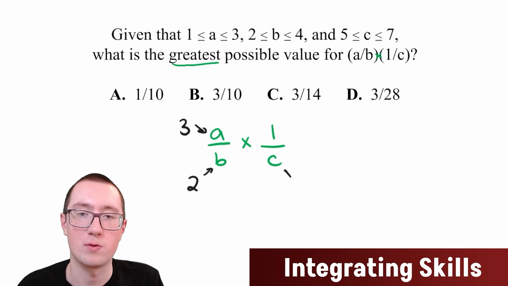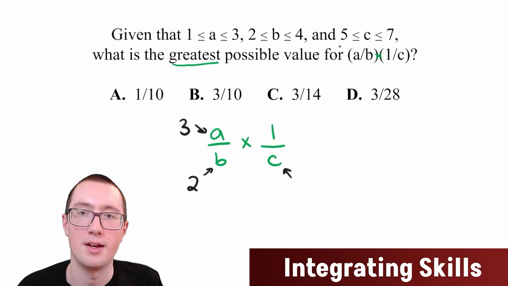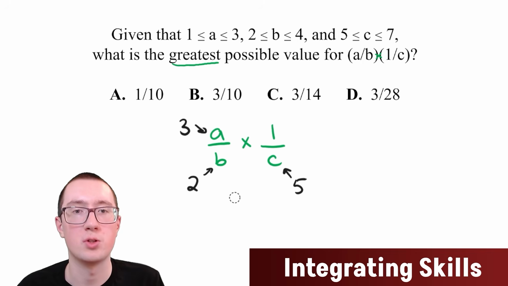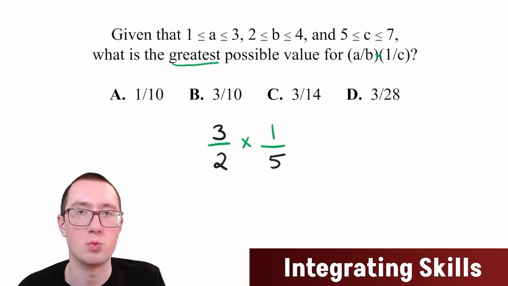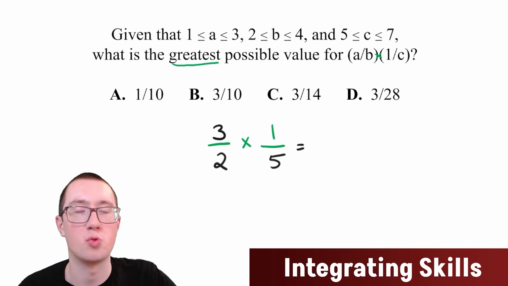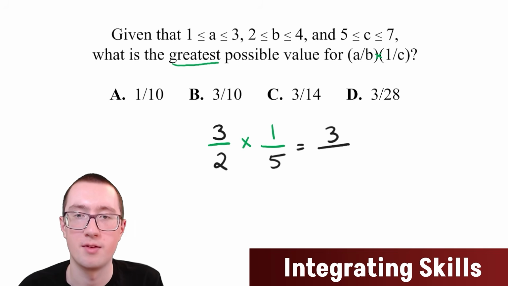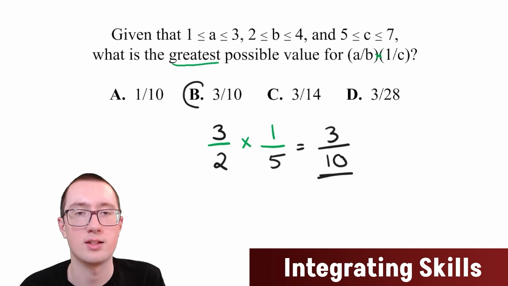And that's actually the same thing for C. C is also at the bottom of a fraction. We want that to be as small as possible. And the smallest number that C can be is 5. So we've found the 3 numbers that we need. Let's go ahead and replace these letters with the numbers that we've solved for. And when we do that, we now have a fraction multiplication problem. And now we can just multiply the tops and multiply the bottoms. So 3 times 1 is 3, and 2 times 5 is 10. Which means that our greatest possible value for the fraction is 3 over 10, and that is answer choice B.